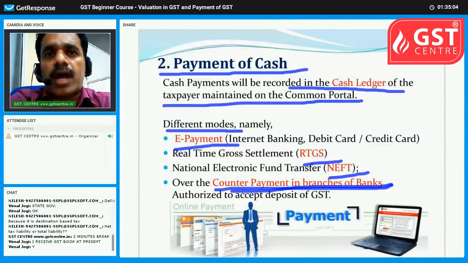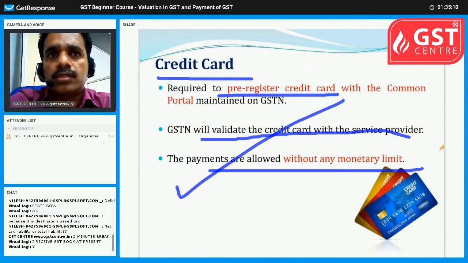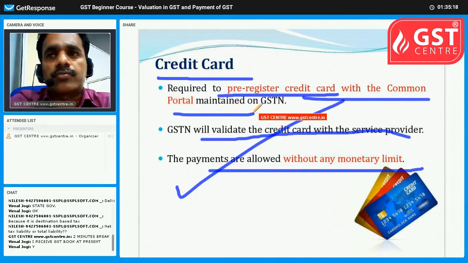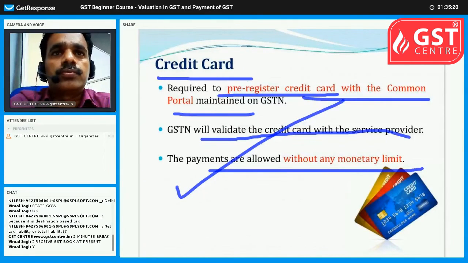Then we can pay the balance tax liability by cash, e-payment, RTGS, NEFT, or directly in the bank. Credit card payment also can be done without any monetary limit after registering the credit card with the common portal. Hope the points are clear to you.